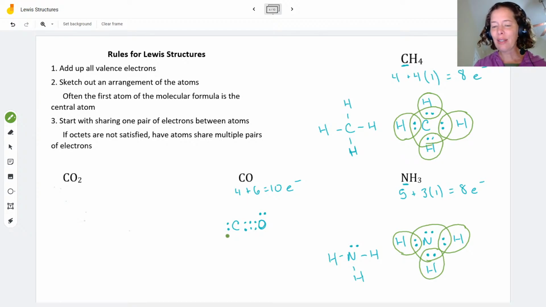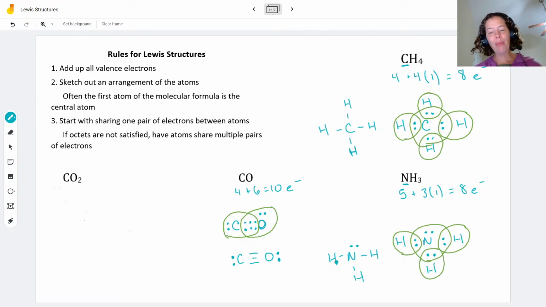Let's check octets. All right, so around carbon, we still have 8, so we've got 6 bonded in between carbon and oxygen and 1 lone pair. That gives us 8. And oxygen also has now 8 electrons. Its octet is satisfied. This is our valid Lewis structure. Now, if you don't like all the dots in between, that's fine. This is called a triple bond. And don't forget your lone pairs.